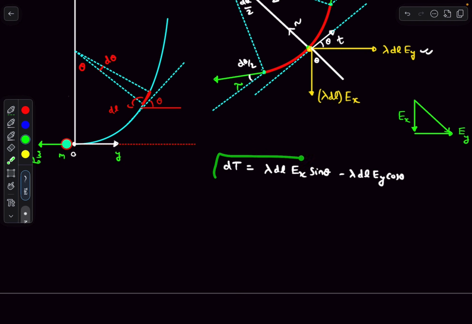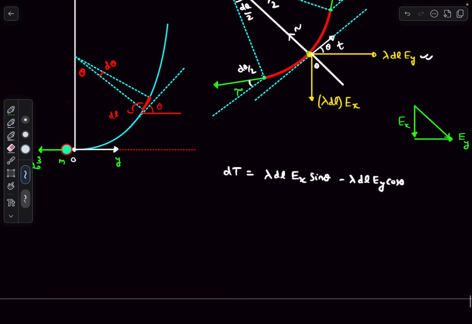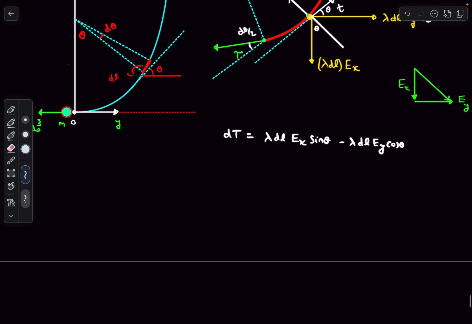Okay, and once we do that, we get a scalar equation. Now we can just integrate this equation from the beginning to the end, and we'll get some interesting results. Before we do that, there is another simplification that we can make here. If I take lambda Ex outside, the inner term becomes dl sine theta, and similarly the other term becomes dl cos theta.